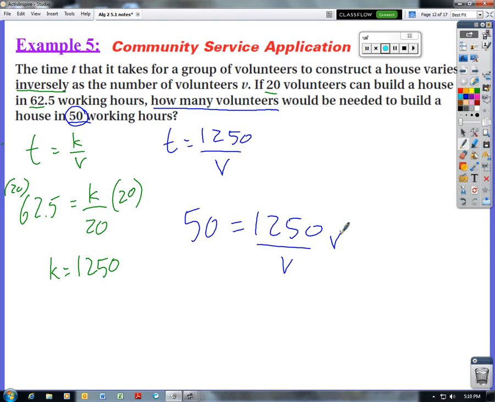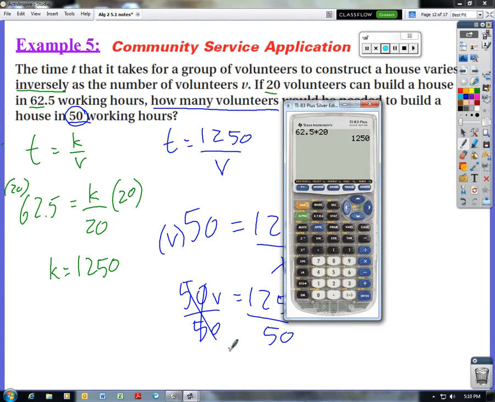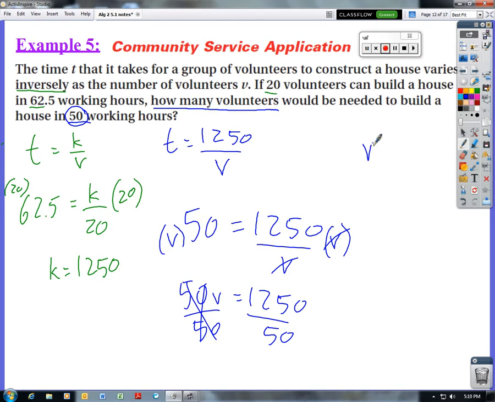Well, we can multiply both sides by v, and that'll just get rid of this one and this one. And then we have 50v equals 1250. Divide both sides by 50. See if you can beat me to it with your fastest calculator in the West. Bet you didn't beat me there. V equals 25. Is that right?